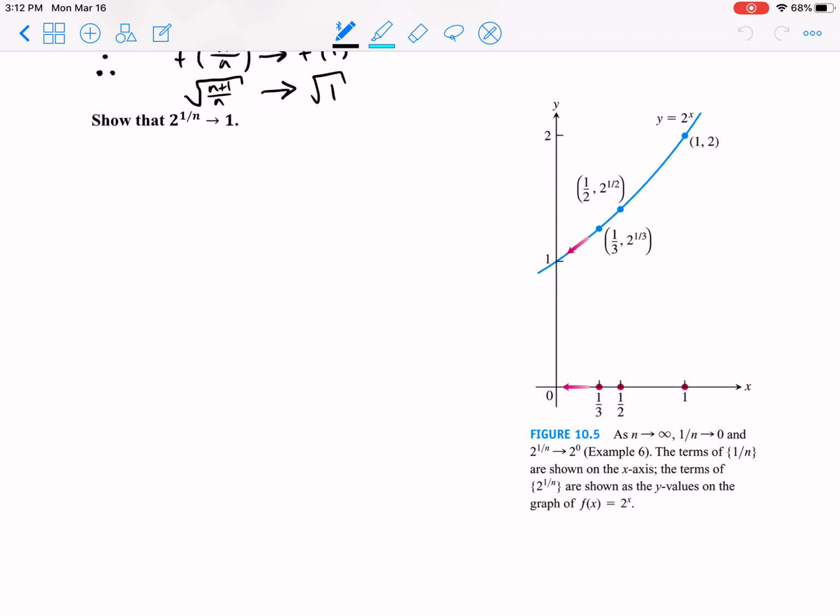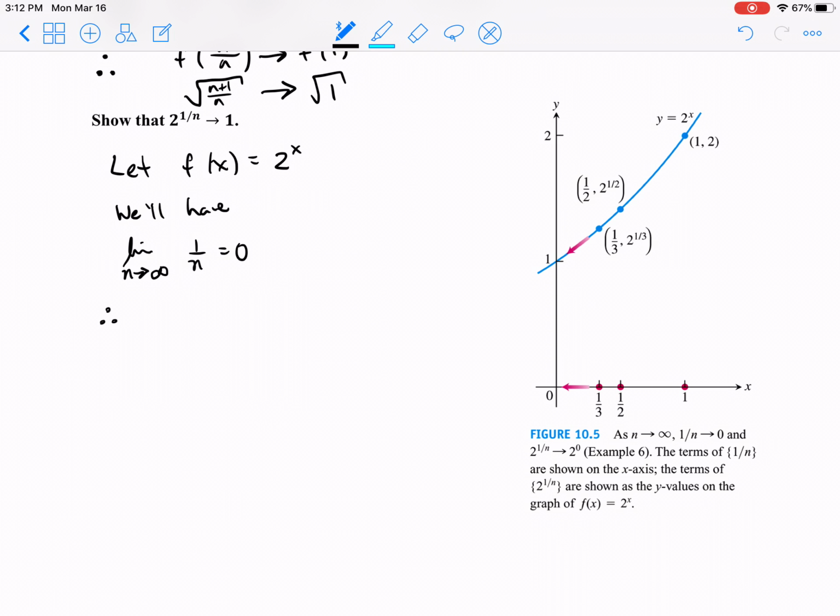And again, we're using this idea that our sequence could be represented as a function where we're only plugging in discrete values of n. And so what we can do is let f of x equal 2 to the x, right? Because we have a 2 to the 1 over n. And we'll have the limit as n goes to infinity of 1 over n equals 0.